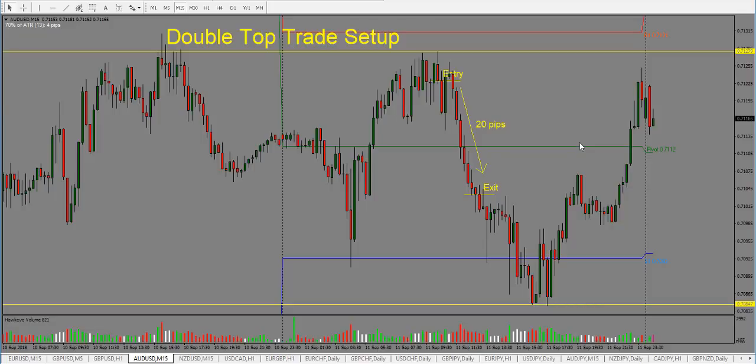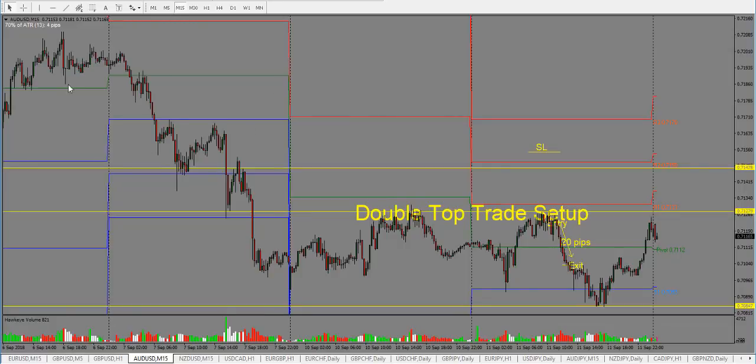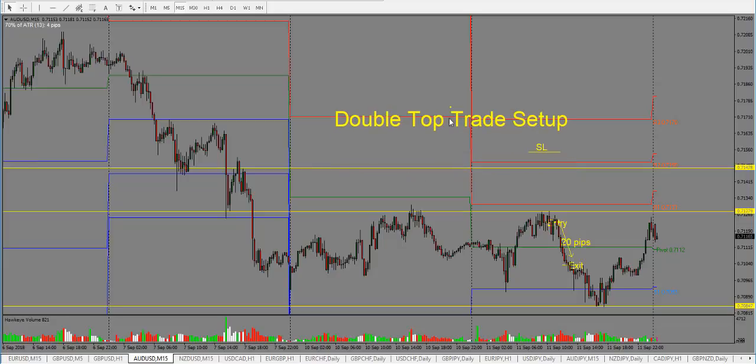And so just to recap here, what I was looking at was, first of all, looking back, overall bias was to the downside here, and then we have the support resistance level. Price had pulled back to do a back test of the support resistance level.